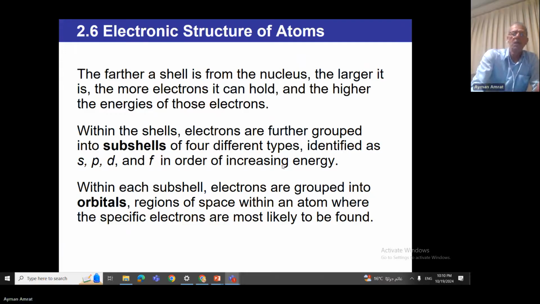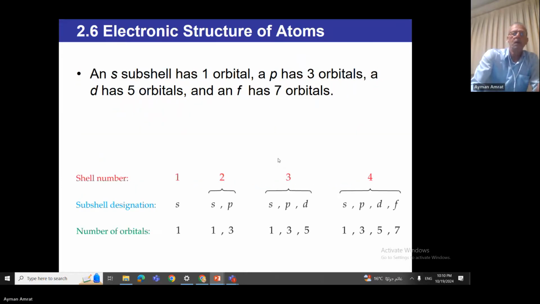The shape... The s subshell, for example, has 1 orbital, while the p subshell has 3 orbitals, d has 5 orbitals, and the f subshell has 7 orbitals. Each orbital can occupy a maximum of 2 electrons. So shell number 1, energy level 1, has just the s subshell, with 1 orbital. So you can occupy just 2 electrons in this orbital.